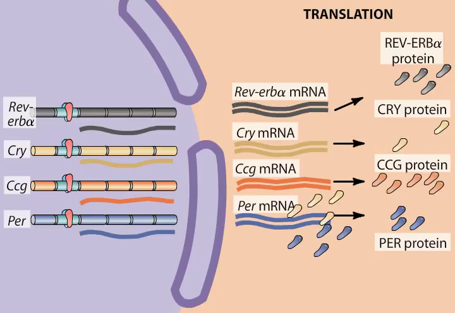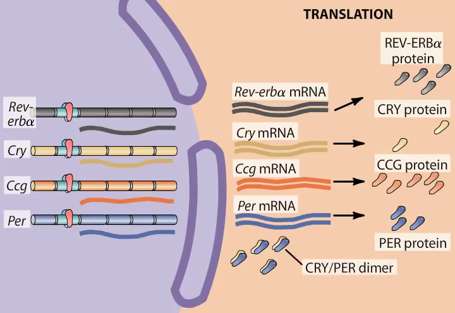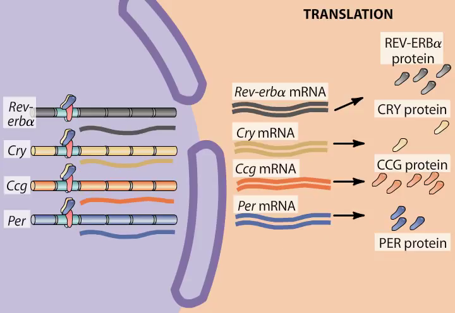Meanwhile, PER and cry proteins bind to each other, and the complex enters the nucleus. The complex binds to the clock bmol1 dimers and inhibits their function. Thus, PER and cry inhibit the transcription of their own genes in a classic negative feedback loop.